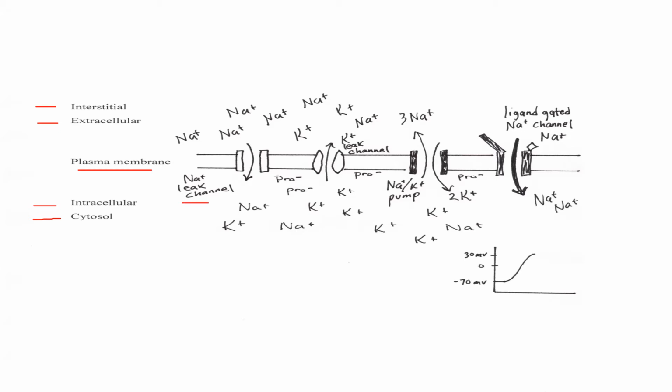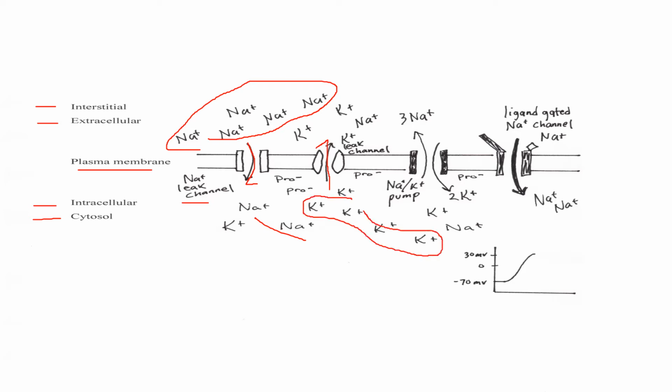So here's the first one. Here's a sodium leak channel, and what will happen is this is always open and sodium continuously will leak into the cell. It does this because there's a higher concentration of sodium outside the cell than what is inside the cell. The next leak channel here is potassium, and potassium will continuously leak out of the cell, and it does this because there's a higher concentration of potassium inside the cell than outside the cell.